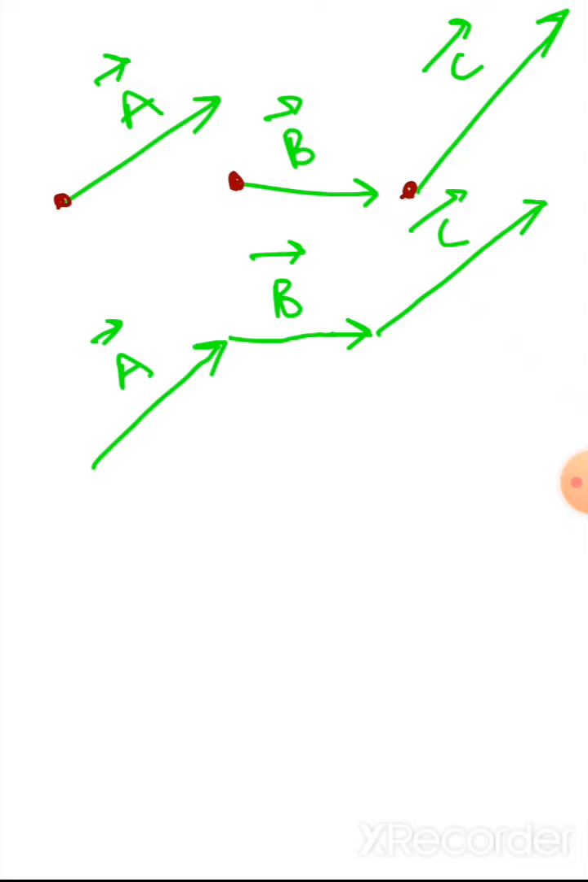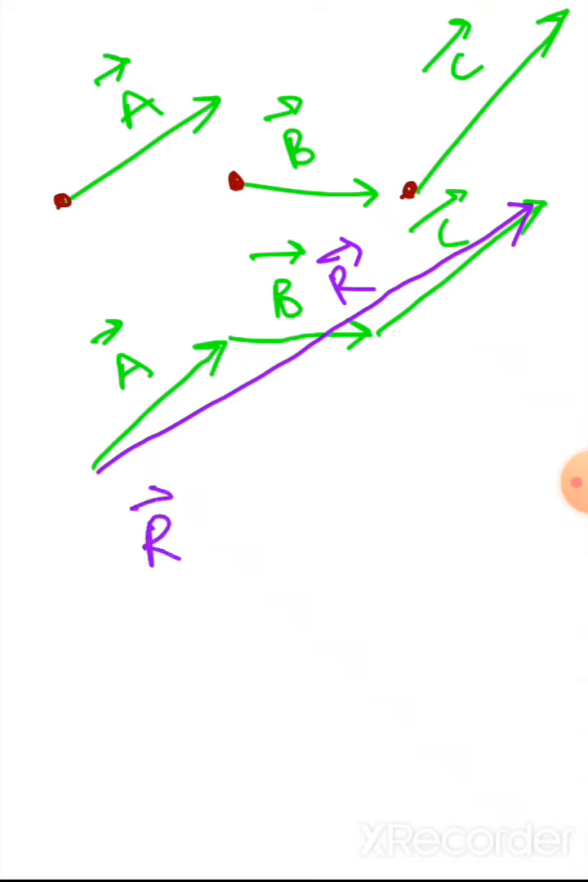So how do we add these vectors? We join the tail of the first vector to the head of the last vector. So this is the resultant vector R. This R is equal to A plus B plus C, vector A plus vector B plus vector C.